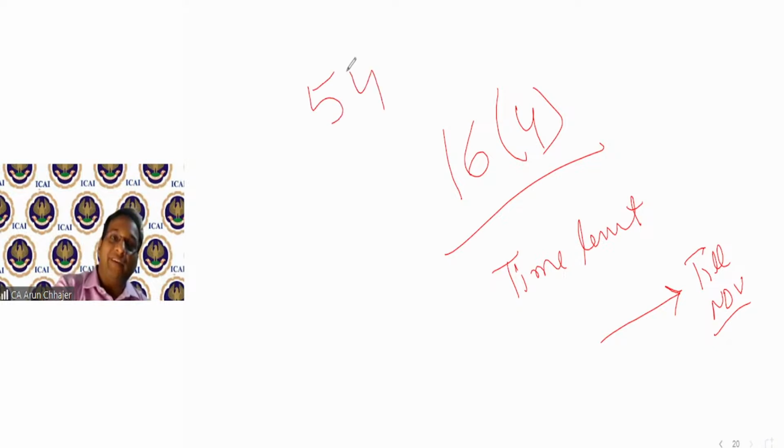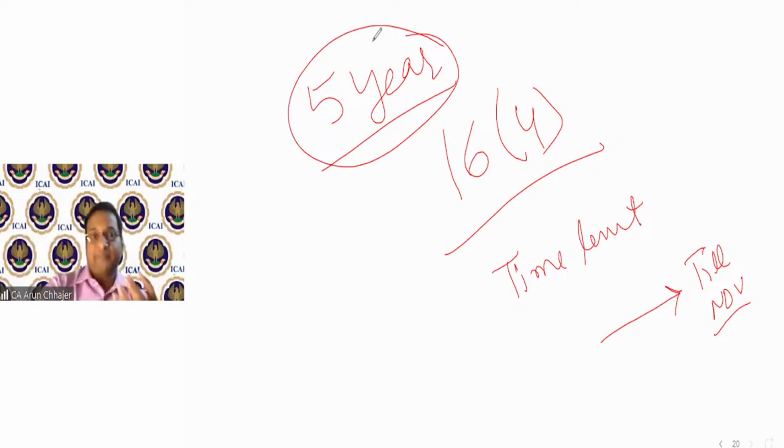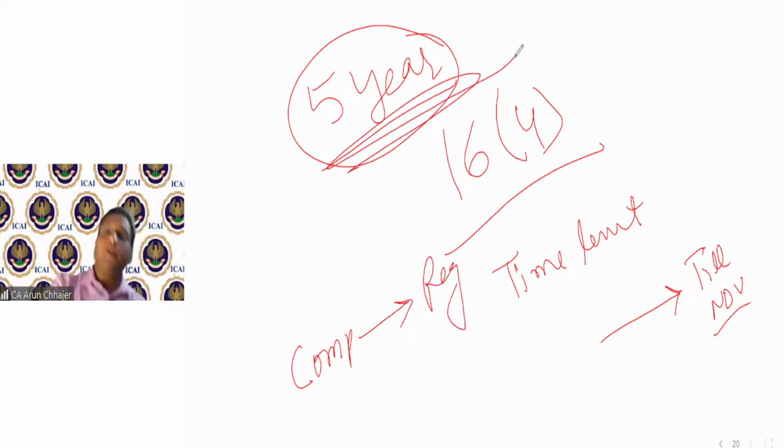So what is the concept of 5 year? 5 year is if you have taken the ITC on the capital goods. Remember this. If you have taken the ITC on the capital goods and you sold that capital goods prior to 5 year, or you have converted your number from composition to regular, then the concept of reversal of ITC, reduction of the ITC would come. For that purpose, we will look into 5 year or 5%.